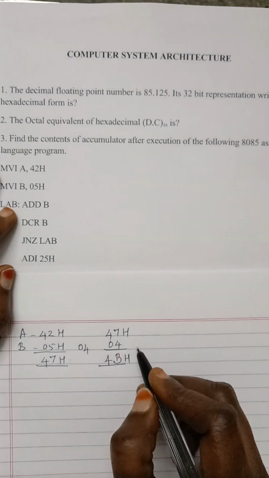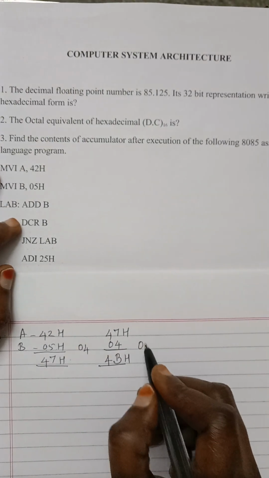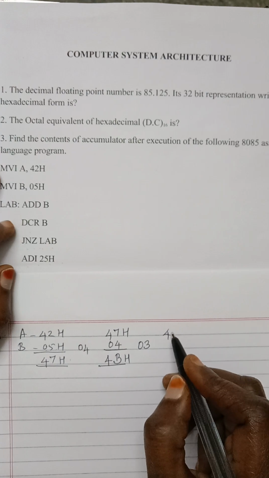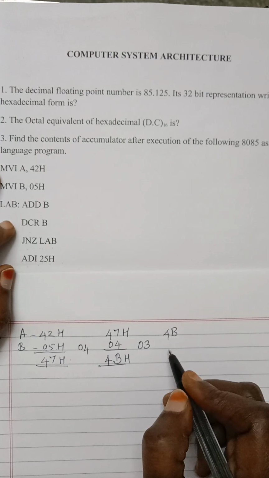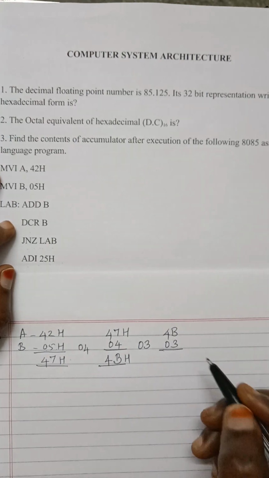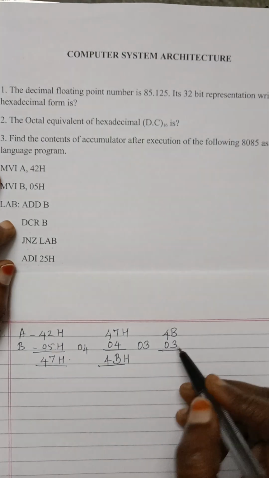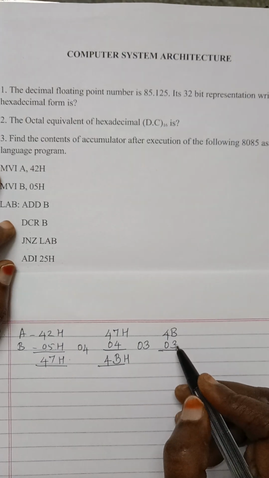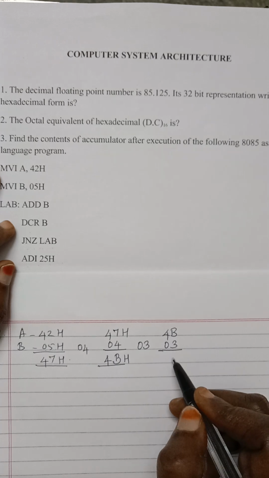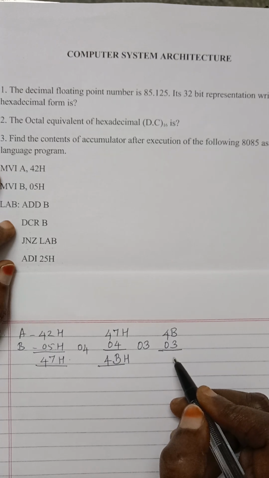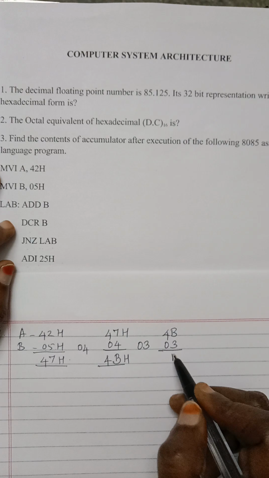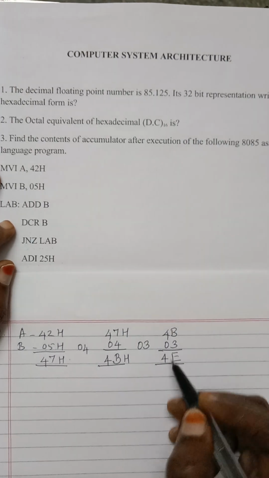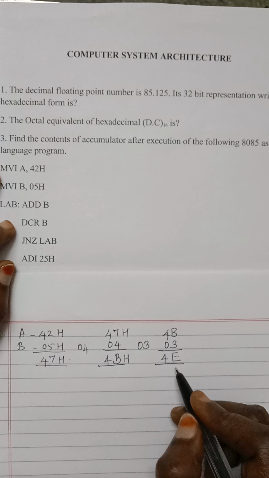Next, again it will decrement B, so it becomes 03. Add B means it will again add, so 4B and 03 will be added. B value is 11, and 11 plus 3 is 14. What is the value of 14 in hexadecimal? The value of 14 is E. So here the addition gives 4E.